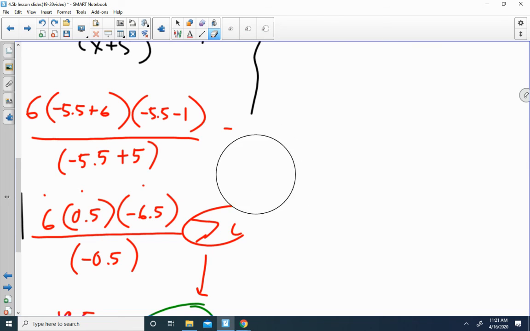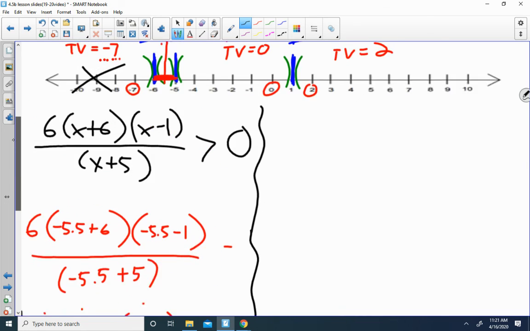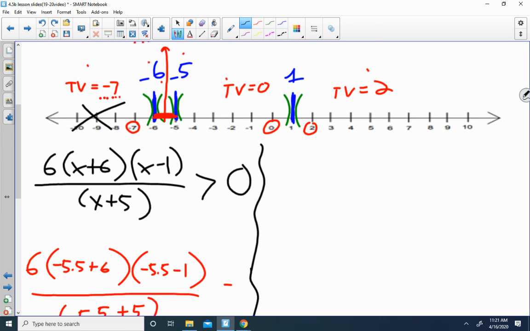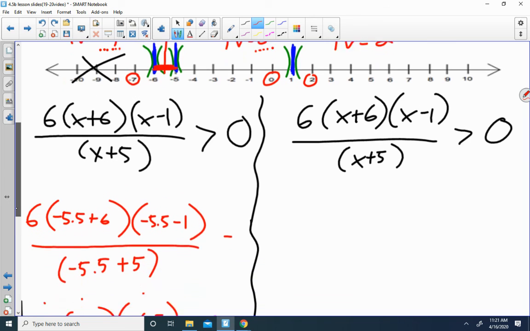I'm just going to erase this, draw my bigger line. Okay, now for the last two intervals. I got to type in here again 6 times (x plus 6) times (x minus 1) all over (x plus 5), all bigger than 0. This time, we're going to plug in 0. This will be easier to plug in for sure.